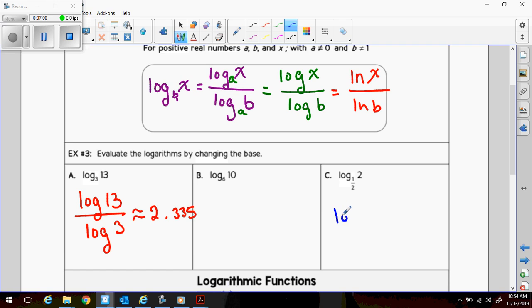So we have log of the expression, which is 2, divided by log of the base, which is 1/2. You guys can put 0.5 if you'd like. This is also a calculator question. This is not something you're going to have to know, but log of 2 divided by log of 0.5 is going to give you -1. Try it out.